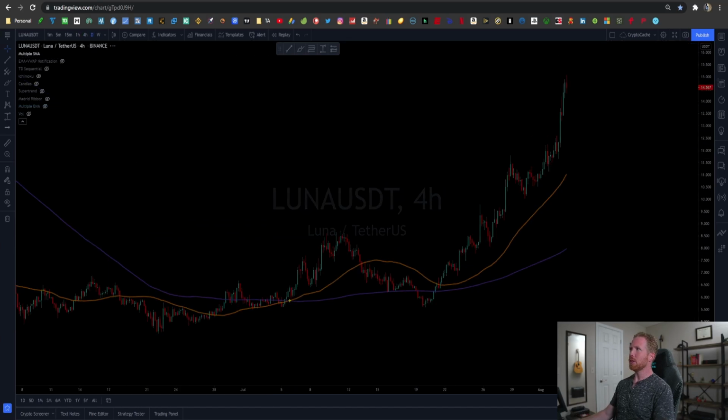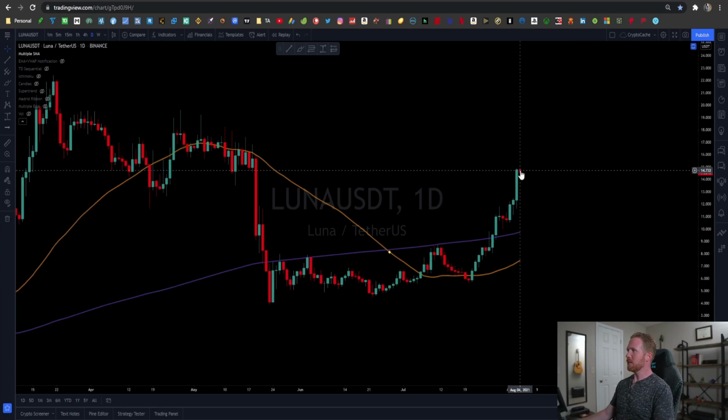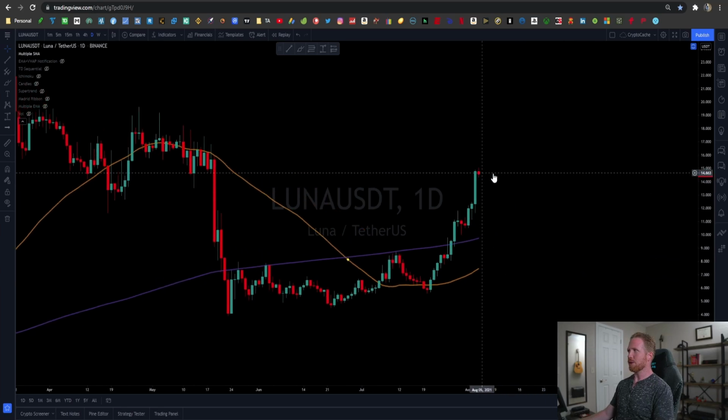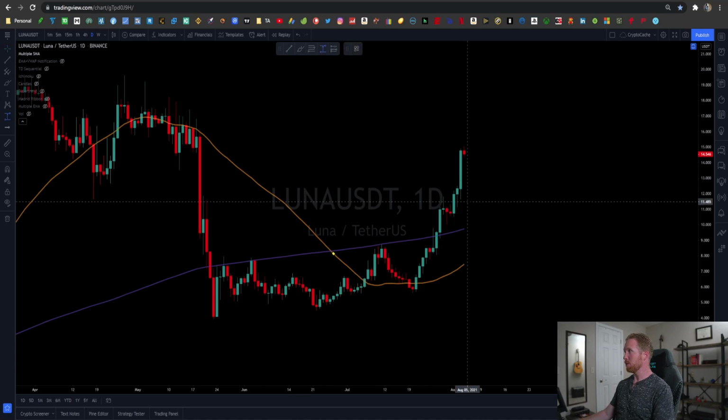Moving on to Luna, we'll take a quick look at the 1-day chart and see what's going on here. As we can see, this new candlestick just started. So honestly, this most recent candlestick, what was that? Let's see what that increase was.